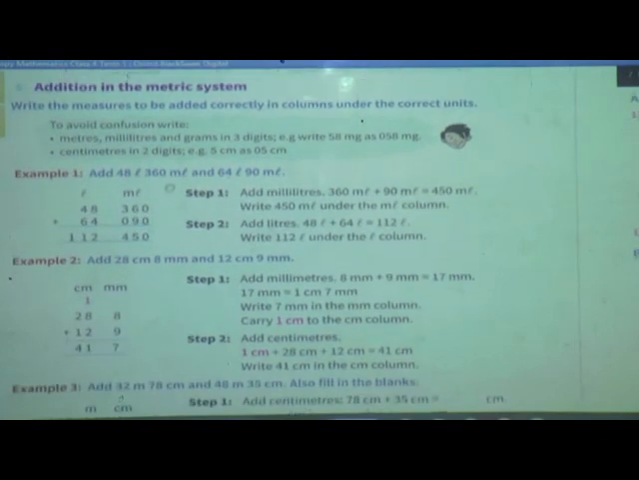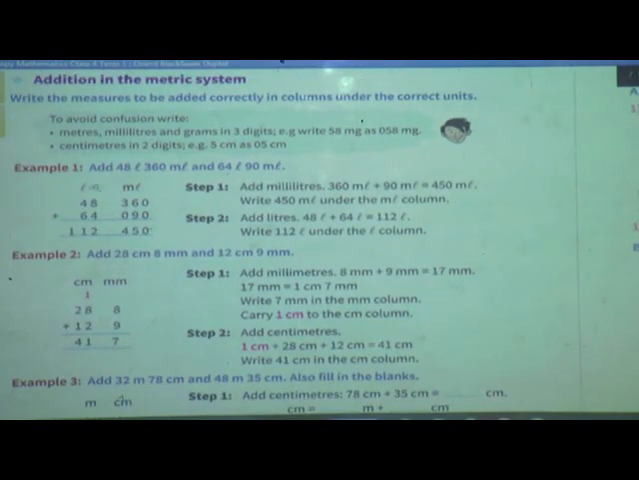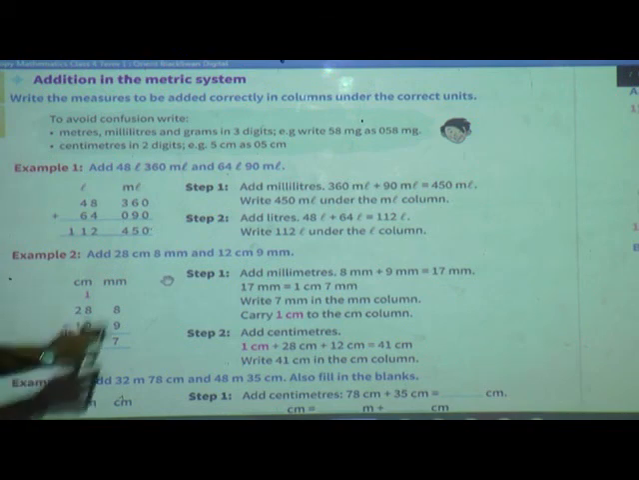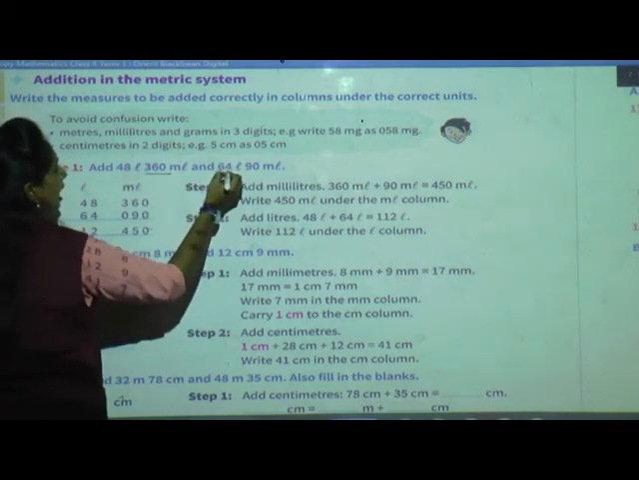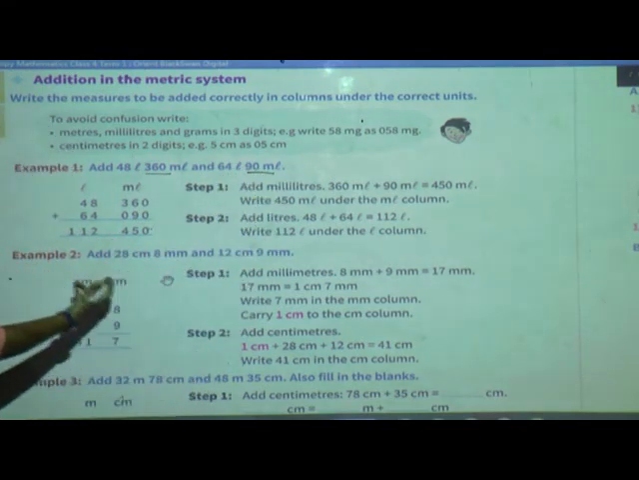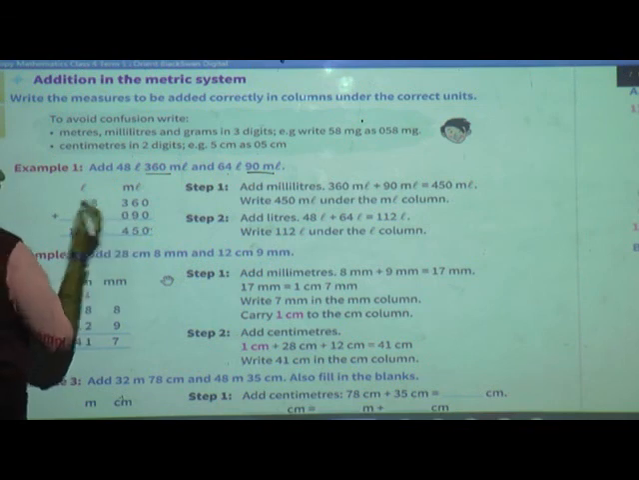Now we will see the examples. What is the question? Add 48 liter 360 milliliter and 64 liter 90 milliliter. What is step 1? We have to add milliliters, isn't it? What are the milliliters? 360 and 90, 3 digits and 2 digits. So you should not be confused exactly where to write.